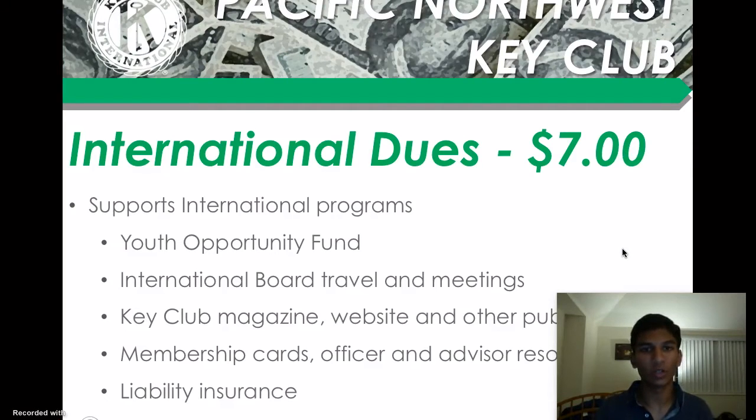So now I'm going to explain to you exactly where your dues are implemented. So starting with Key Club International, the $7 supports international programs. So up until this year, those 50 cents of every $7 dues went into a program called the International Youth Opportunity Fund, and this is a grant awarded to several clubs each year to fund and power their own service project. And I'll get into the applications shortly, but that was one use of international dues until this year.